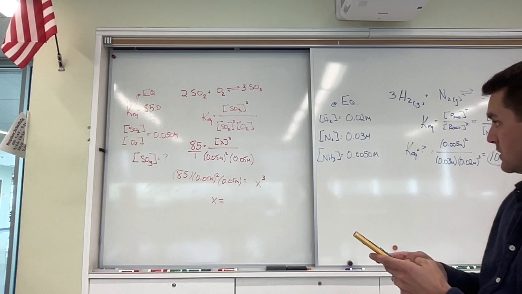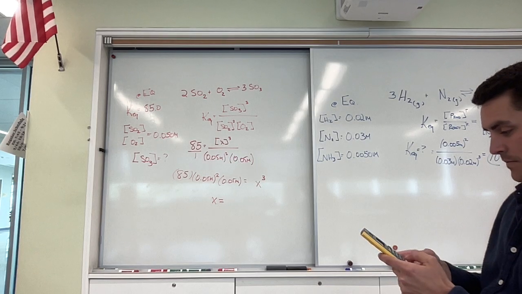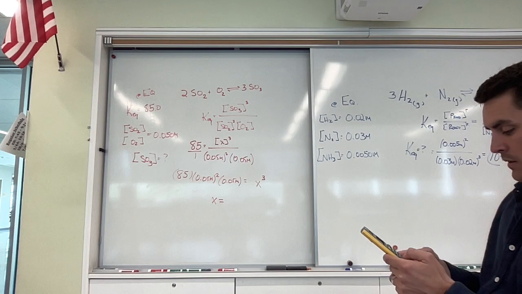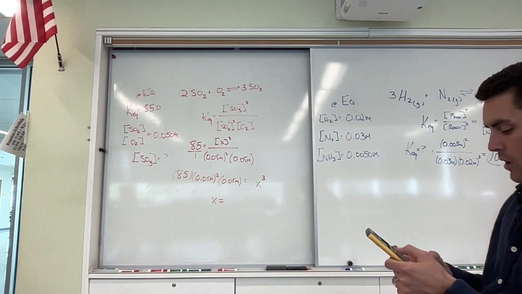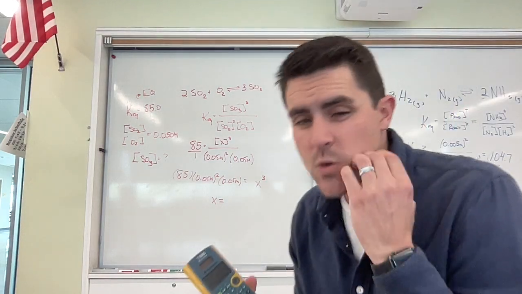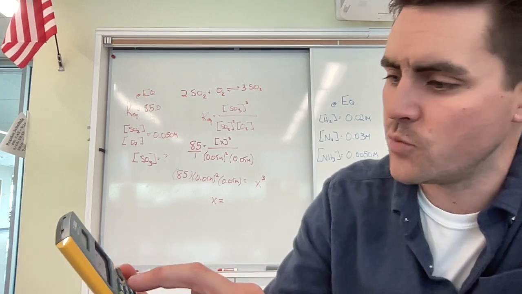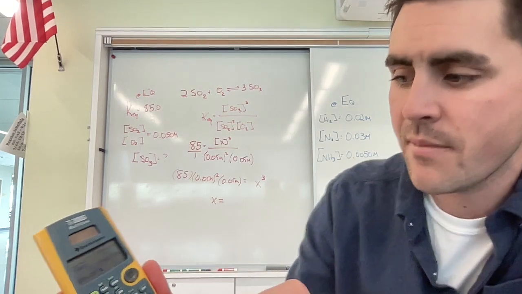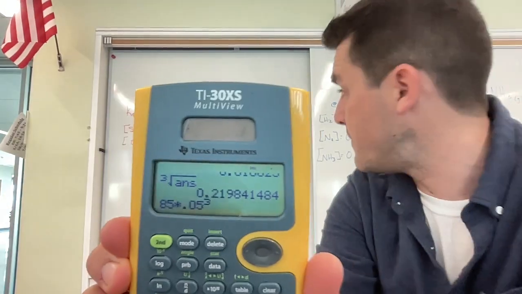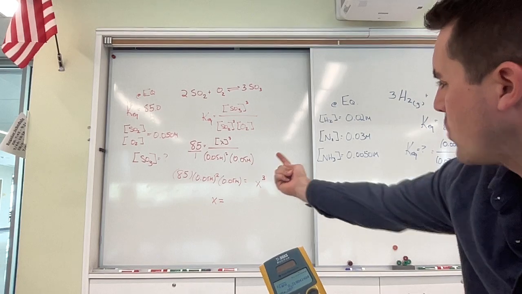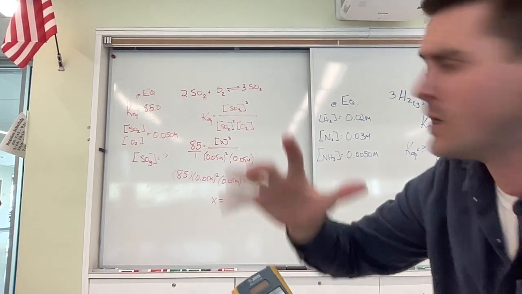85 times 0.05. And I've got to make sure that I take the cube root of that. How do I take the cube root of an answer? Let's go back to my calculator. I made a quick little trick. I did 85 times 0.05 cubed, because I've got 0.05 squared times 0.05. That's 0.05 cubed. So I have that.